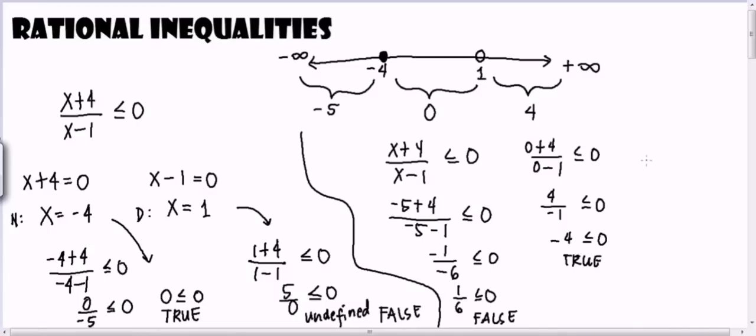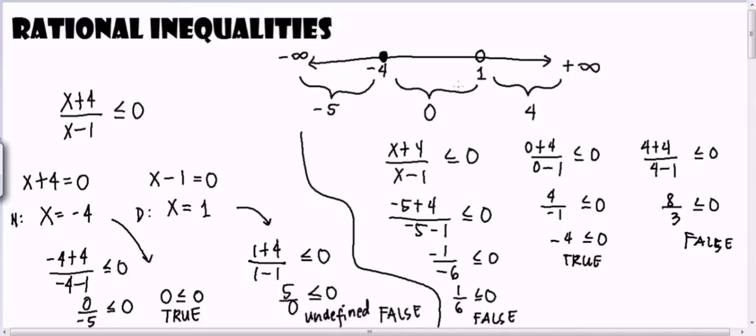Okay? And then, the last one would be 4. Ito yung napili ko na number para dito. So, I will put that to the value of x. So, 4 plus 4 over 4 minus 1 is less than or equal to 0. So, 4 plus 4 is 8 over 3. Okay, this one is false again kasi any positive number is greater than 0. So, 8 thirds less than or equal to 0, false yun, kasi mas malaki ang 8 thirds kesa sa 0.